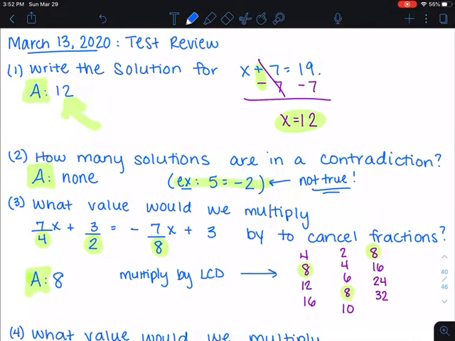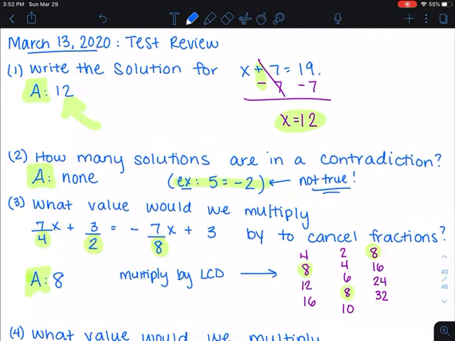The first one is to write the solution for x plus 7 is equal to 19. We did the opposite operations. We subtracted 7 from both sides, which gave us x is equal to 12. How many solutions are in a contradiction? The answer is none. A contradiction says one thing, and then it says another. So for example, 5 is equal to negative 2. It's not true. There are no solutions for it.